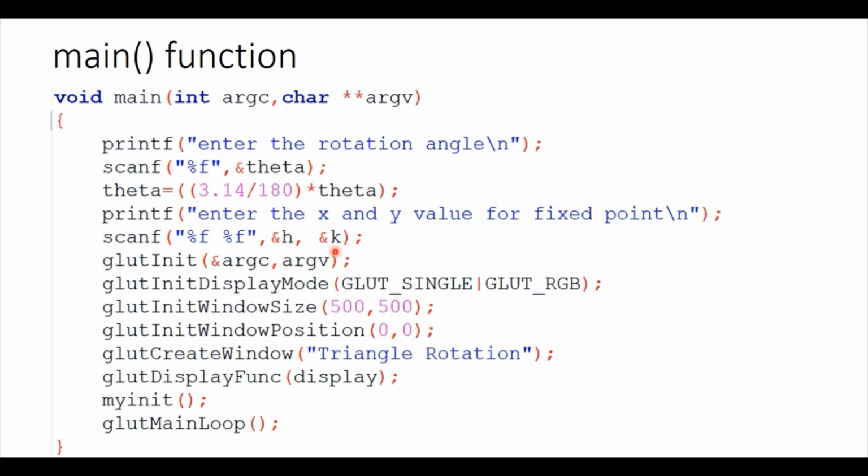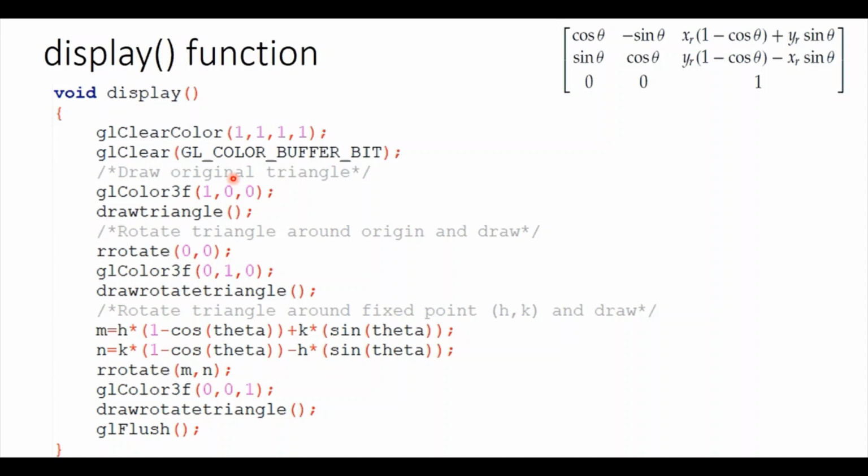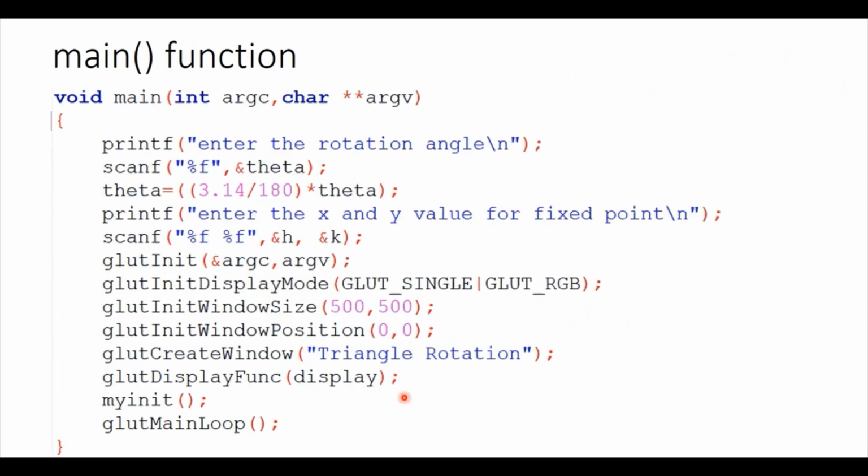Once that has happened, this will call the display function. So the flow of the program will now be like this: the program will enter into main, and then it will read theta, it will read the h and k values, and then it sets up the window and everything. It calls the display function. The display function sets the background color, it draws the original object, it rotates and draws the rotation around origin. Again, it rotates around the fixed point and draws the rotated triangle around the fixed point. So that becomes the flow.